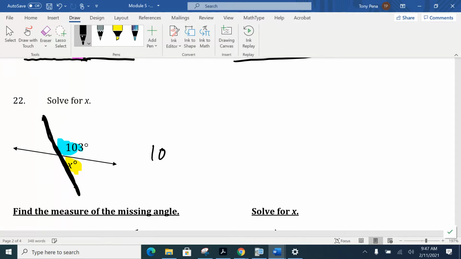This has to be 100, not 107. It has to be 77 degrees. Right.